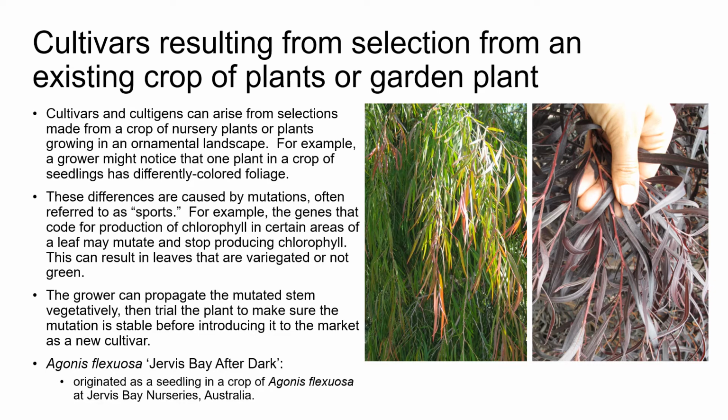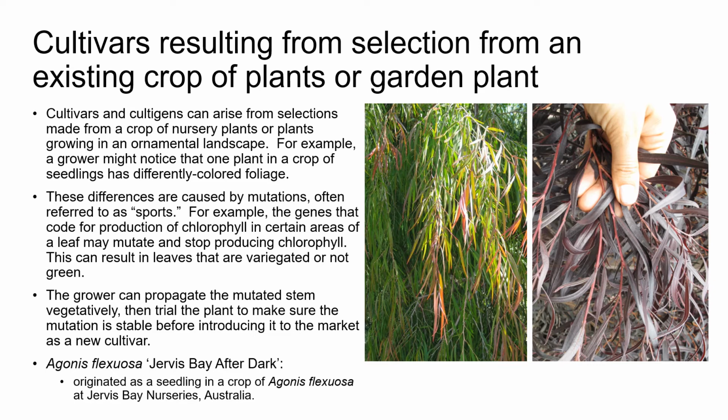Differences in leaf color are caused by mutations and are often referred to as sports. For example, the genes that code for the production of chlorophyll, the green pigment in leaves and stems, sometimes, in certain areas of a leaf, may mutate and stop producing chlorophyll. This can result in leaves that are variegated or are not green.